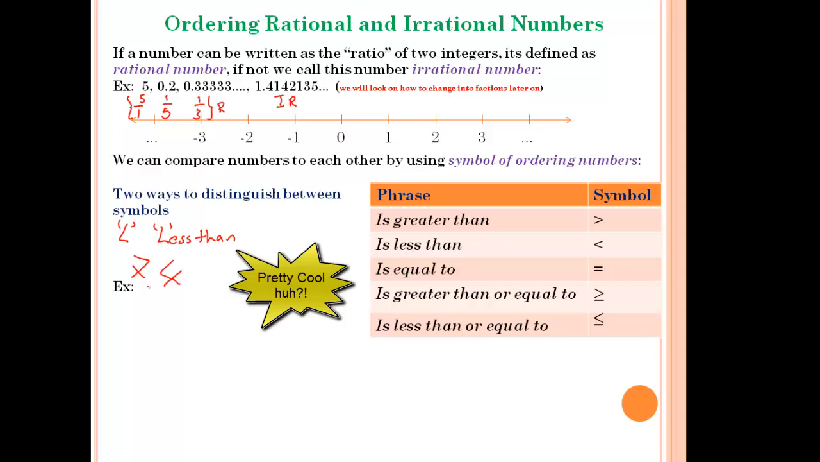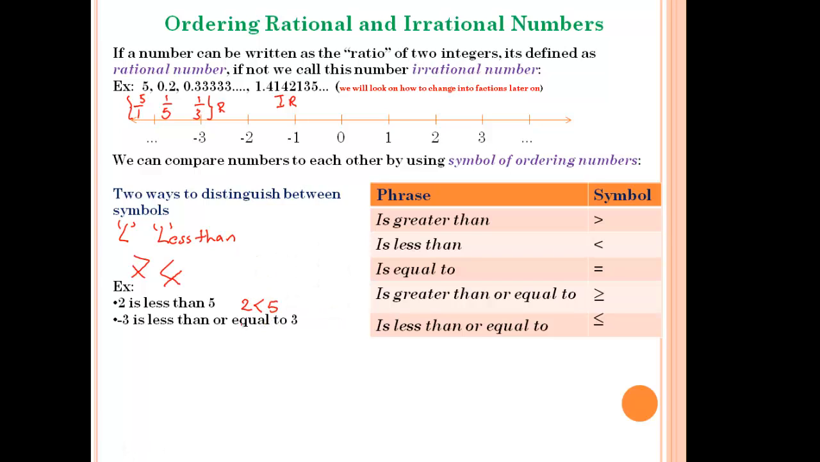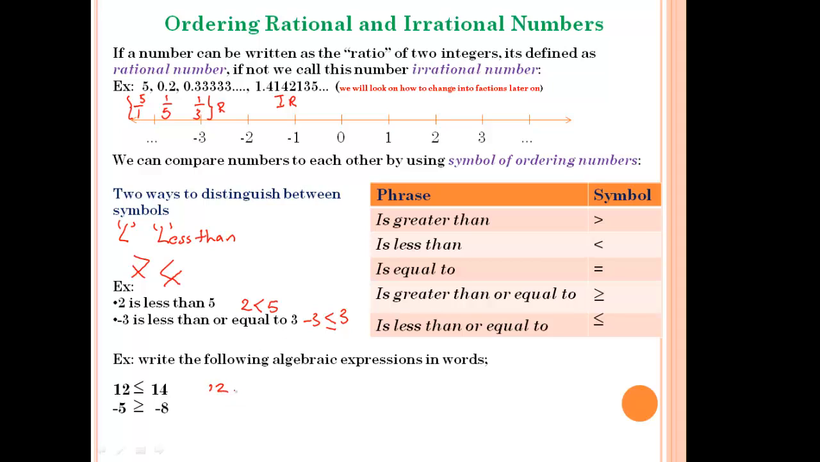Let's have a look into an exercise. 2 is less than 5. Minus 3 is less than or equal to 3. Let's do another exercise. This time it's the opposite way. We have 12 less than 14, so 12 less than or equal to 14. Minus 5 greater than or equal to minus 8.